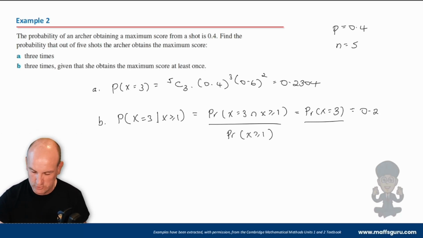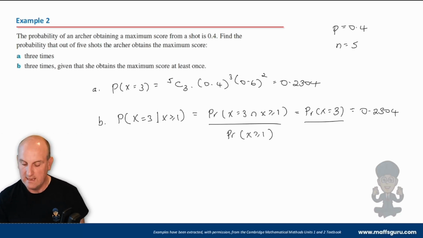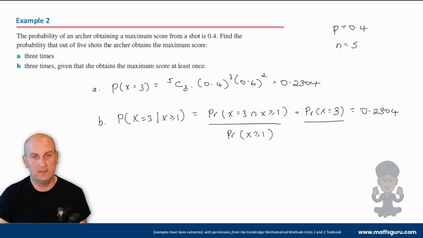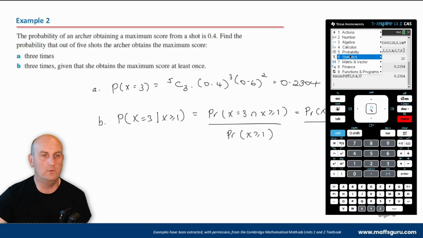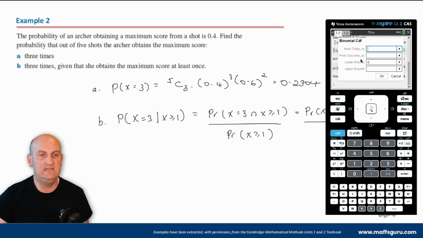So it's going to be 0.2304. X is greater than or equal to 1. How am I going to work that out? Oh, I think I've got a tool to be able to do that. Menu, probability, distributions, binomial CDF. Number of trials we said was 5. The probability of success was 0.4. The lower bound in this situation was going to be 1. Upper bound was going to be 5.